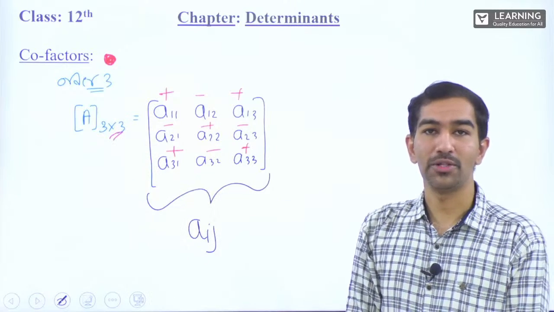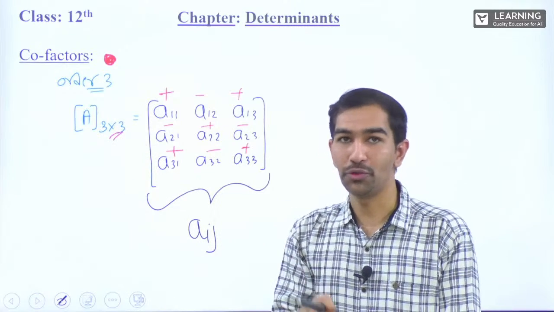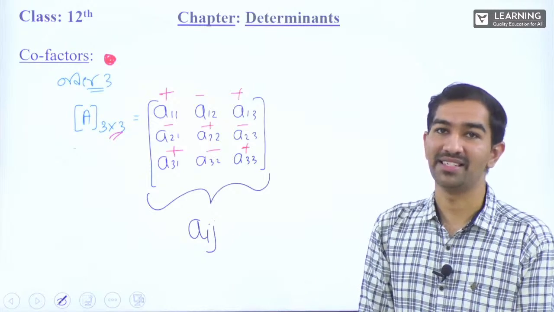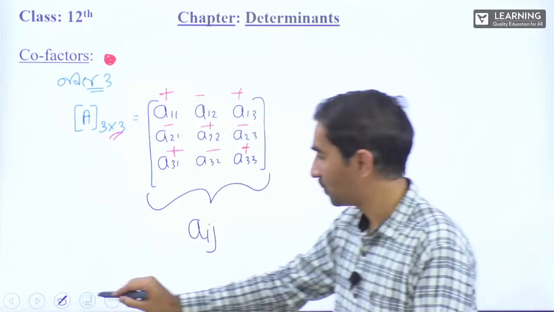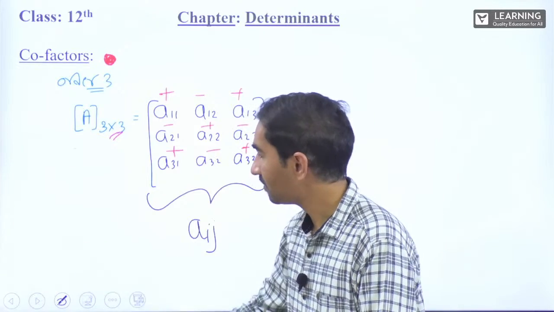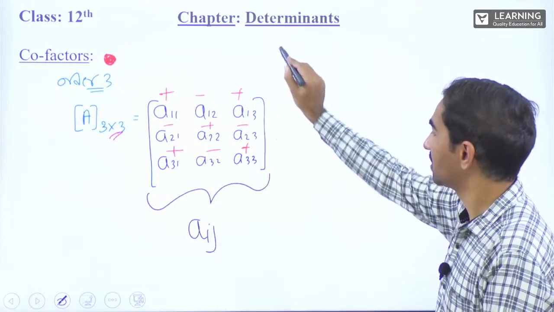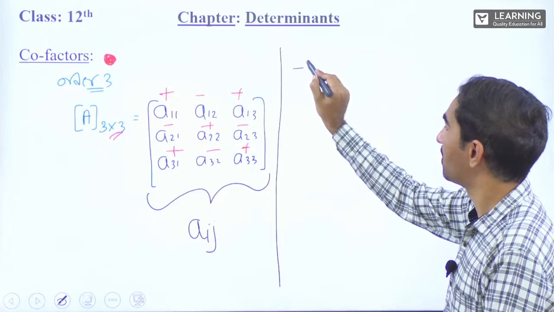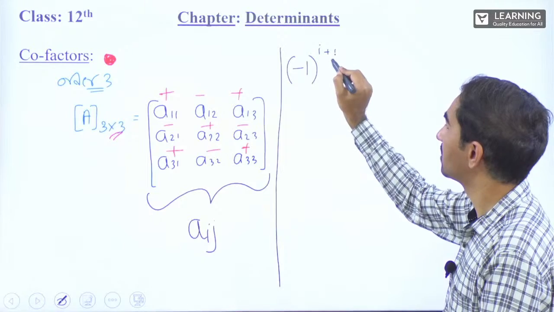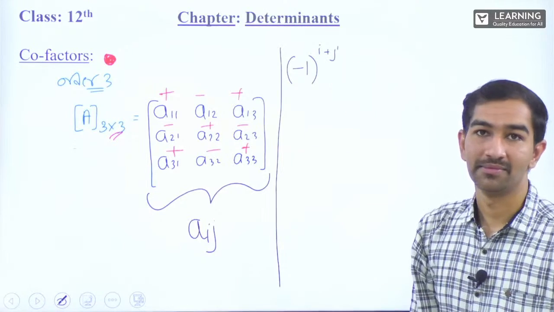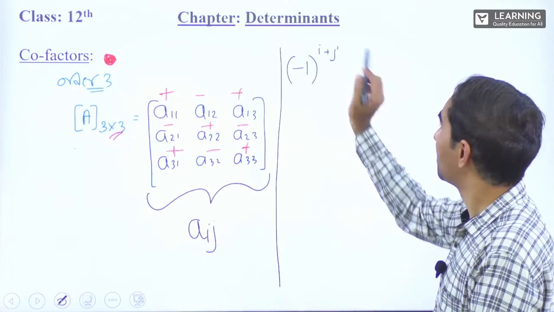So cofactors are also present in 2 cross 2 matrix as well as 1 cross 1 matrix. Okay. But how are we getting the signs? To understand that, to get the signs of this matrix, we are using minus 1 whole to the power of I plus j. Understanding? Minus 1 whole to the power of I plus j.